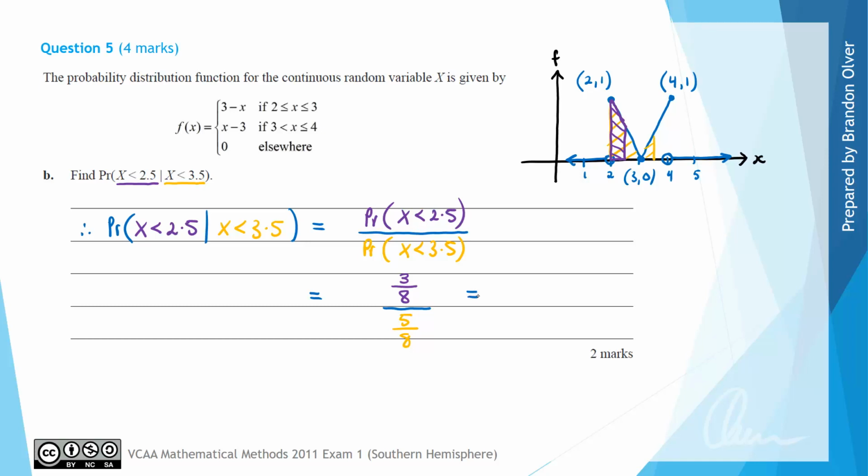And we find that that is equal to 3 over 8 multiplied by the reciprocal instead of dividing, so multiplied by 8 over 5, which is simply equal to 3 over 5. So that is the answer to part B of this question.